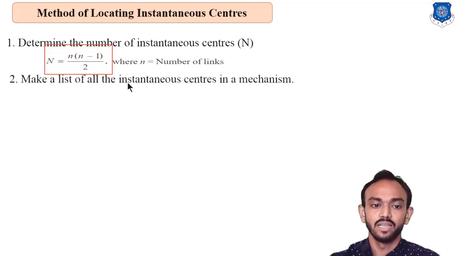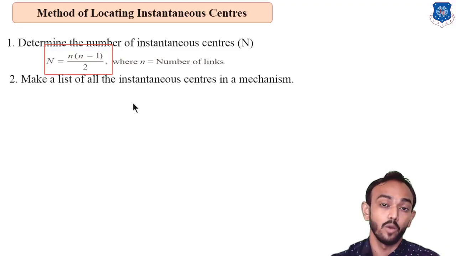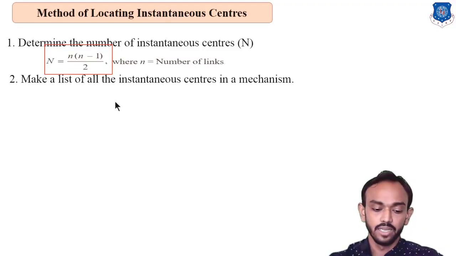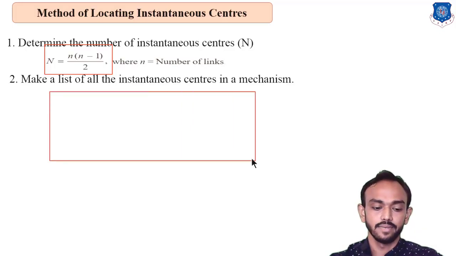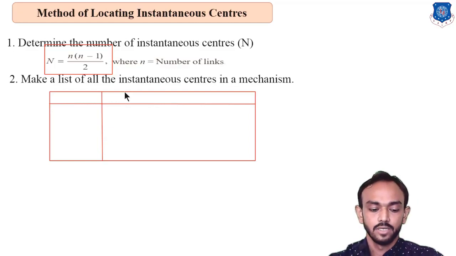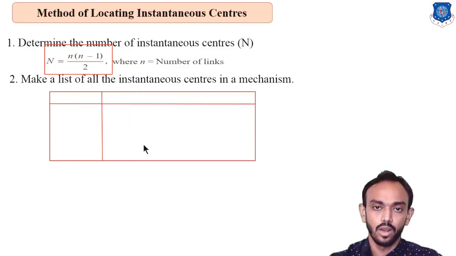Now we have to make the list of eye centers. How many eye centers are there? First of all, we have to make one table here. The table will be like this. Now, how many links are there? Number of links. We are going to make the columns as per the number of links.